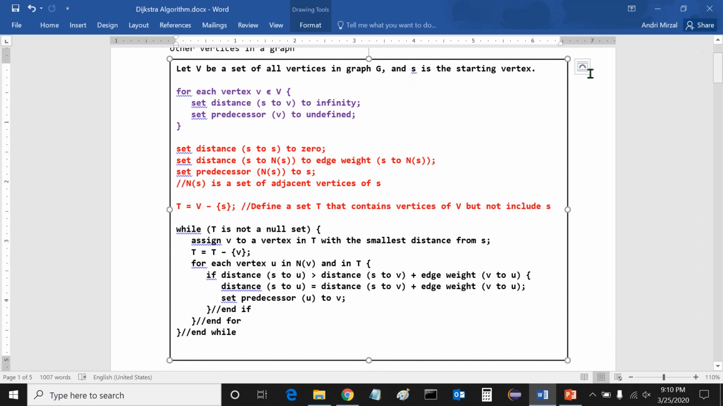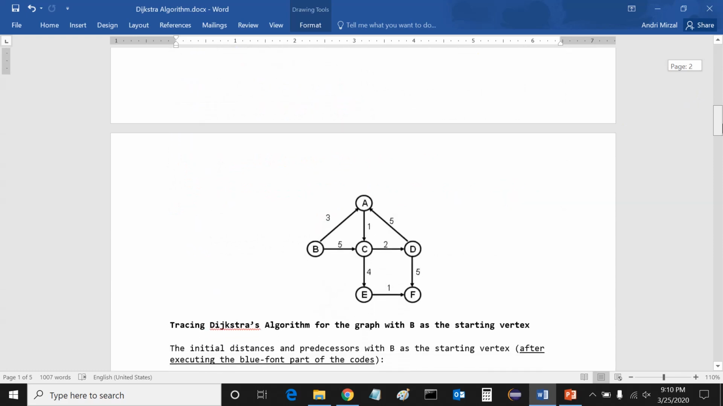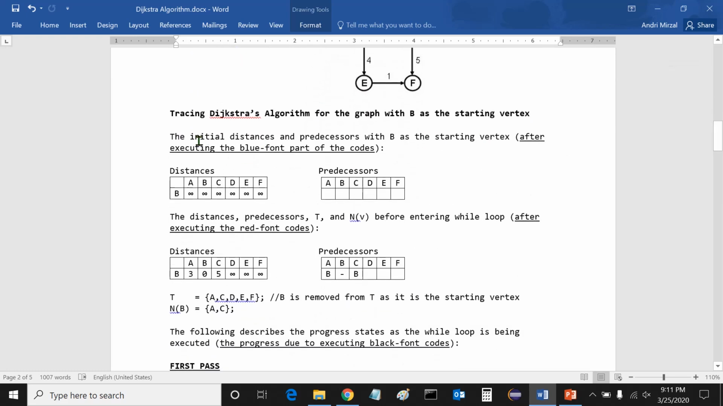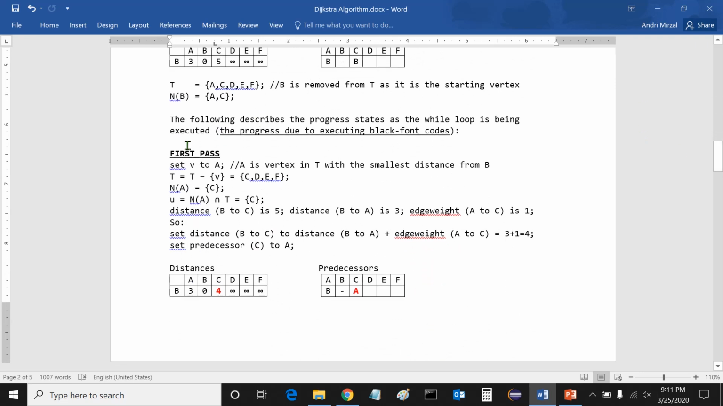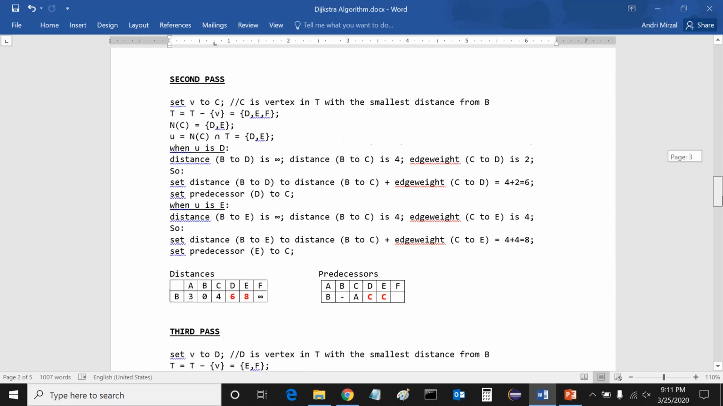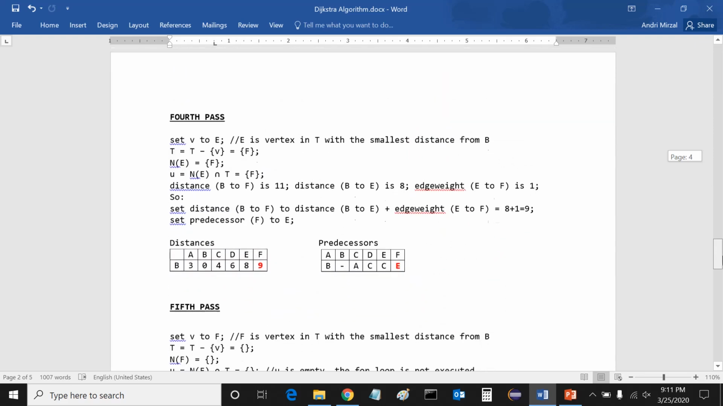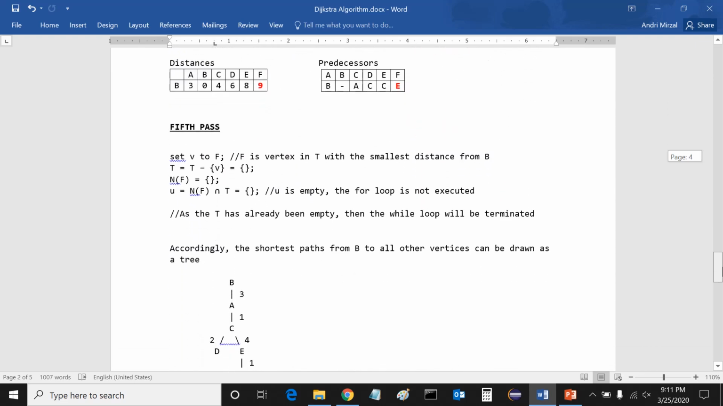You can see that the algorithm now is already complete. You can understand the algorithm, then after that you can do the tracing for the same problem, but not by using the table, but by using the step by step in the Dijkstra algorithm. In this case, for example, you can introduce the distance table and the predecessor table that need to be updated in each pass: first pass, second pass, third pass, fourth pass, until the fifth pass, okay?